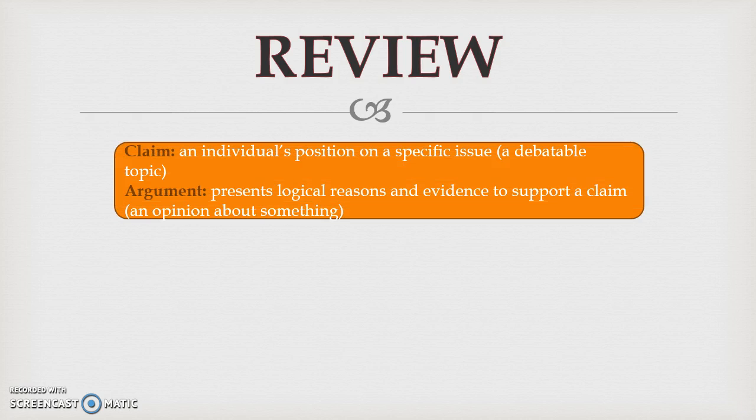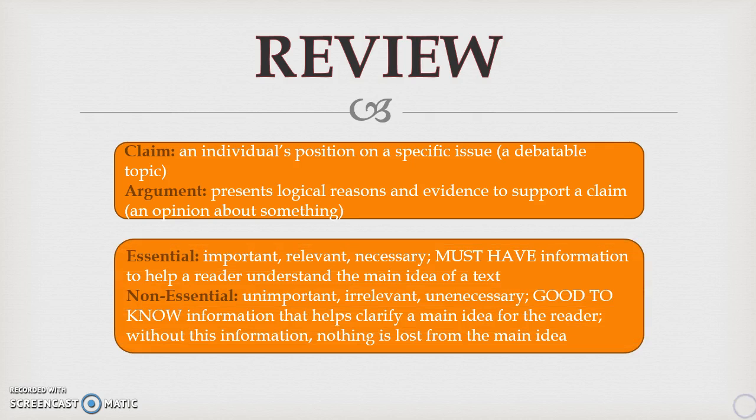A claim is an individual's position on a specific issue, a debatable topic. An argument presents logical reasons and evidence to support a claim, an opinion about something. Essential, important, relevant, necessary: it's must-have information to help a reader understand the main idea of a text. Non-essential, unimportant, irrelevant, unnecessary: good to know information that helps clarify a main idea for the reader. Without this information, nothing is lost from the main idea.